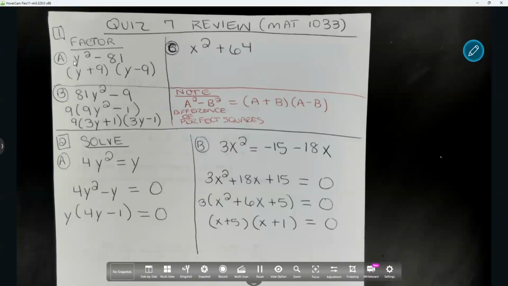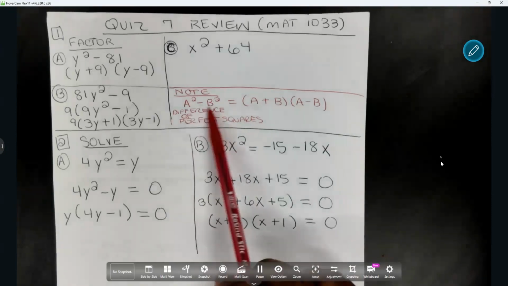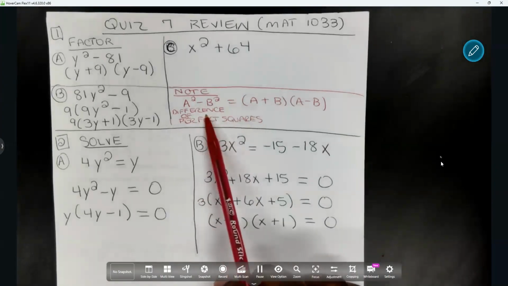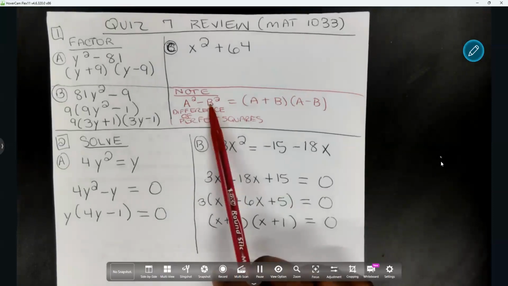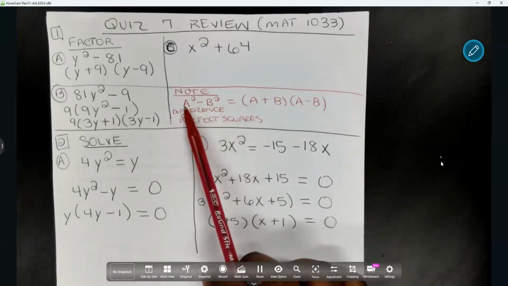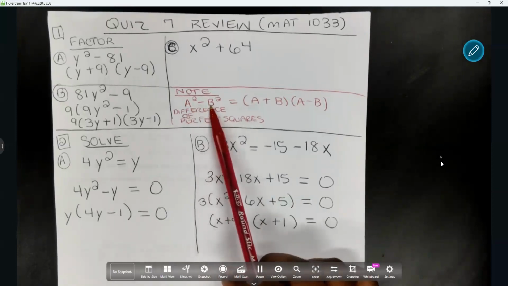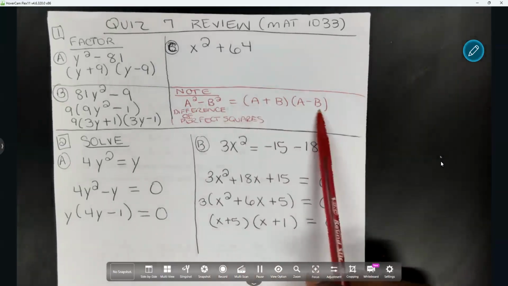We're going to factor y squared minus 81. And remember, when you factor a difference of squares, we can apply this principle here that we wrote in the corner. When we have a minus between two perfect squares, that's called the difference of perfect squares. And we would identify A and B. Which term are we squaring for A? Which term are we squaring for B? And we would factor it as A plus B and A minus B.